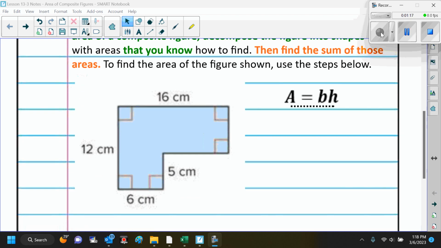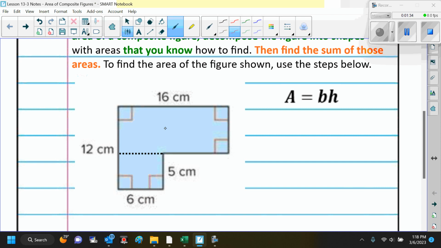So here we have a figure. It's not anything that we have a formula for, but if we split this into two different shapes, okay, so if I split it right here, let's call this rectangle 1, and let's call this rectangle 2, okay? Then you can find the area of this rectangle and then the area of this rectangle, and then you can just add those together, okay?